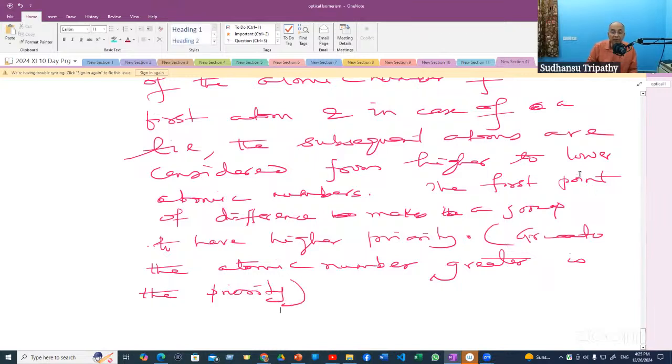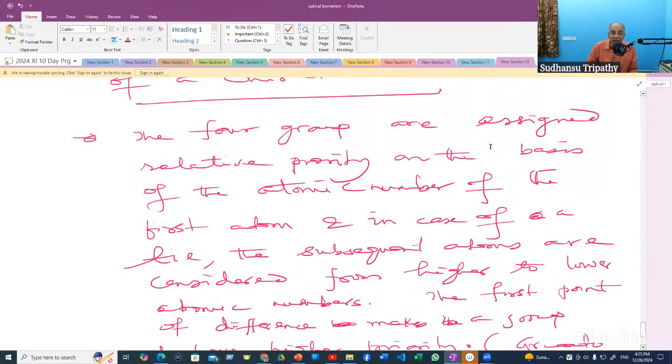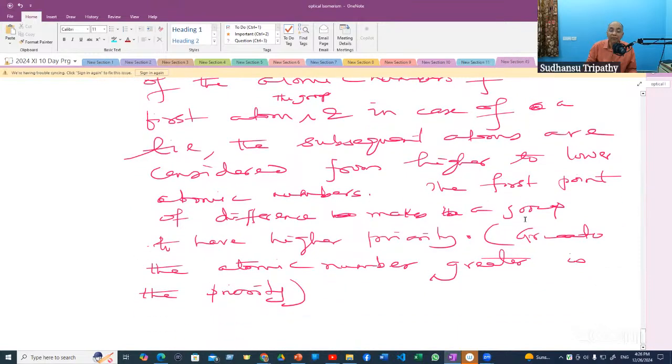Greater the atomic number, greater is the priority. So let me read out: the 4 groups are assigned relative priority 1, 2, 3, 4, on the basis of the atomic numbers of the first atom in the group. And in case of a tie, the subsequent atoms are considered from higher to lower atomic numbers. The first point of difference makes the group have higher priority.